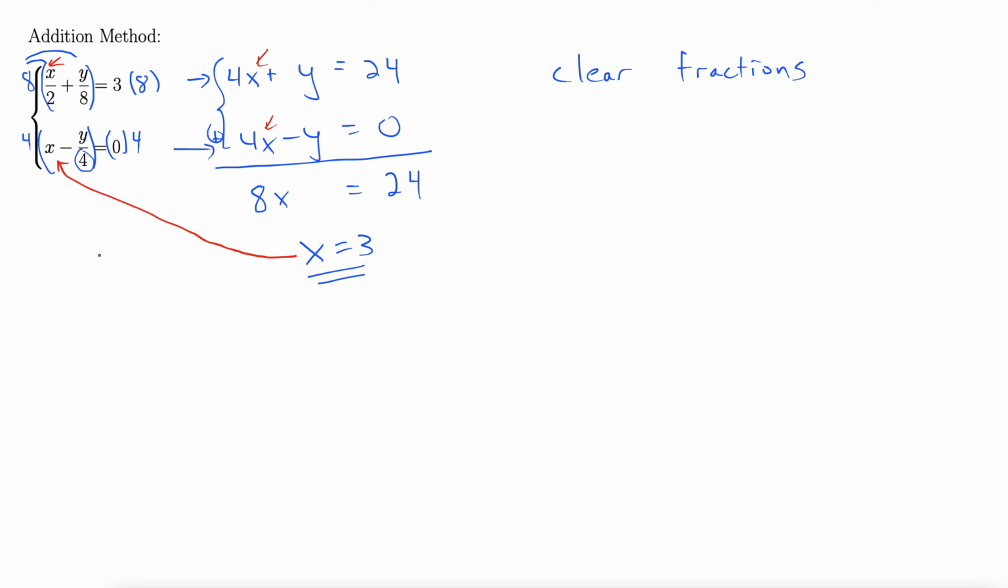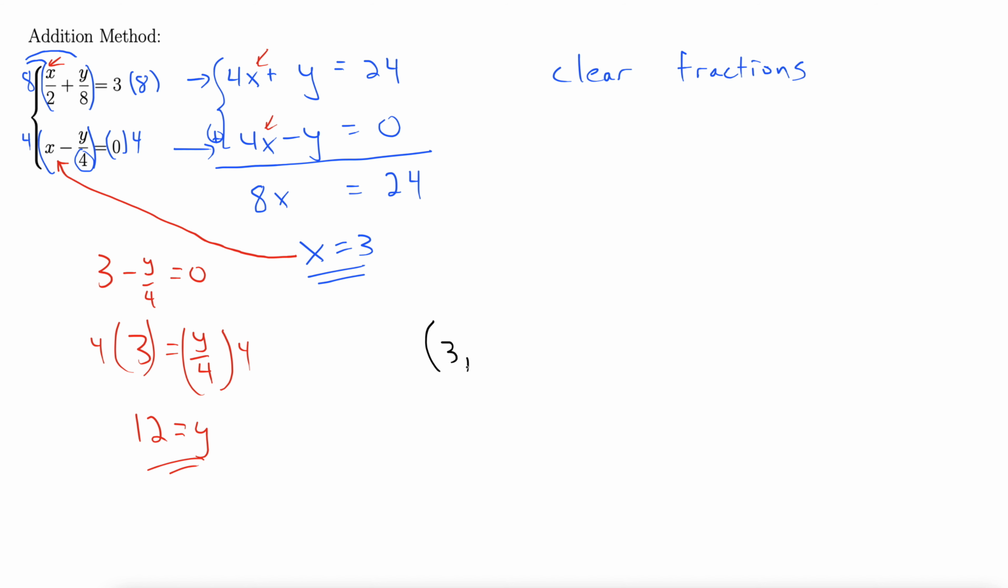So there we go. Let's plug in 3 here. 3 minus y over 4 equals 0. I'm going to add y over 4 to both sides. 3 equals y over 4. And then just multiply both sides by 4 to get rid of that denominator. 12 equals y. There we go. Final answer. It's good to write them together. 3 and 12. There we go.